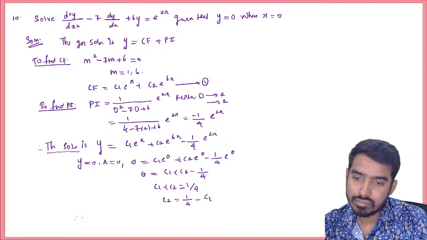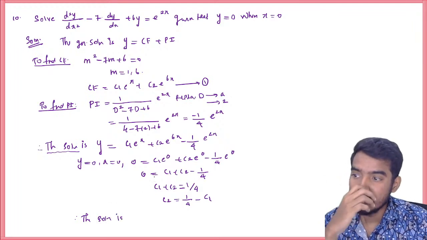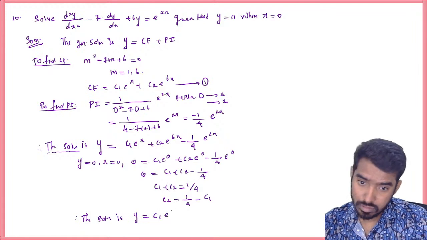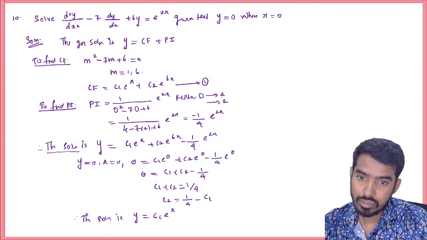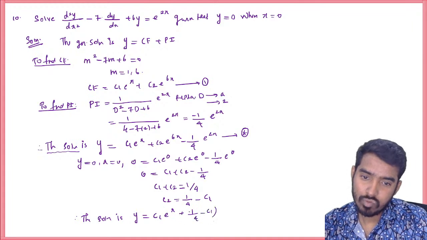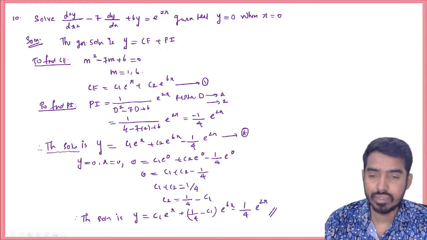Therefore, the solution is given by y is equal to C1 e power x plus C2 e power 6x. So instead of C2, I can write 1 by 4 minus C1, e power 6x, minus 1 by 4 e power 2x, which is the required solution, right?